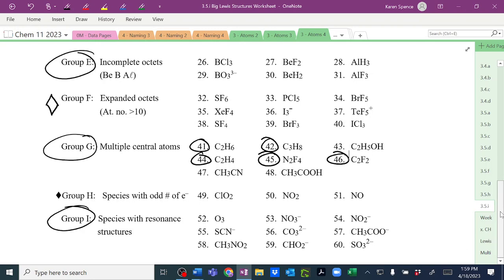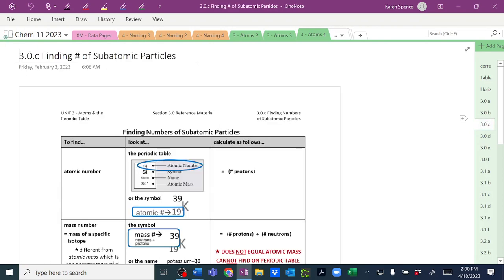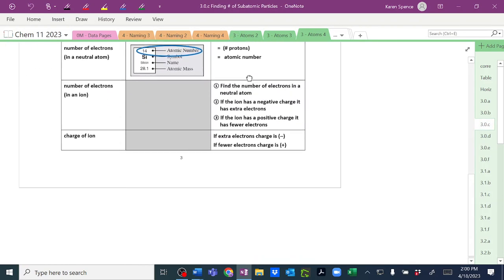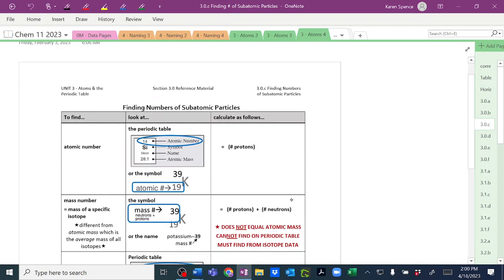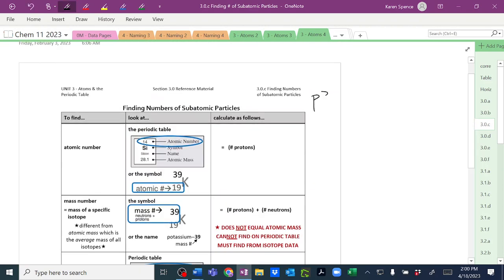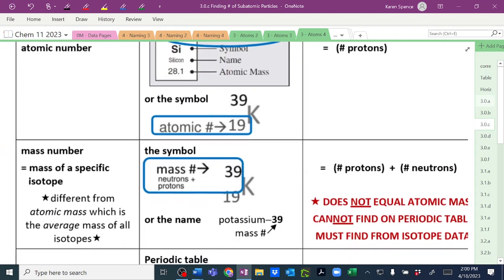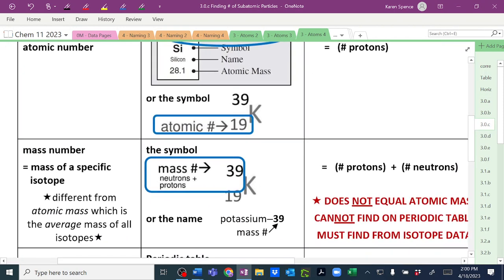Now, should you want some quick review, you could go to the front of your book, starting on page 3. If you don't remember how to find the mass number, guess what? It tells you how to find the mass number. I don't know where the mass number goes. Oh, look, it shows you where the mass number goes. It's page 3.